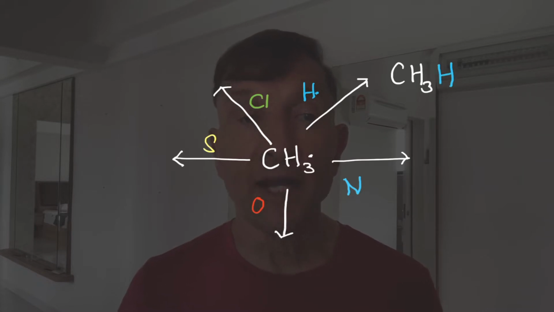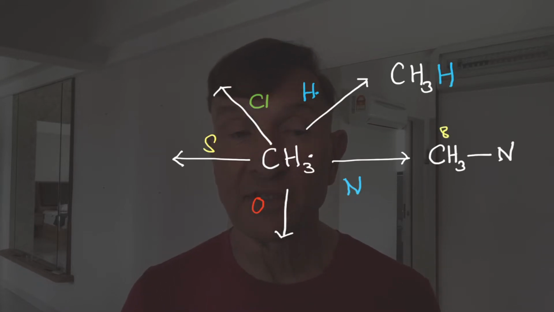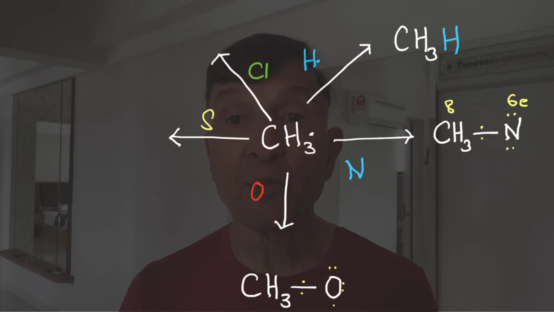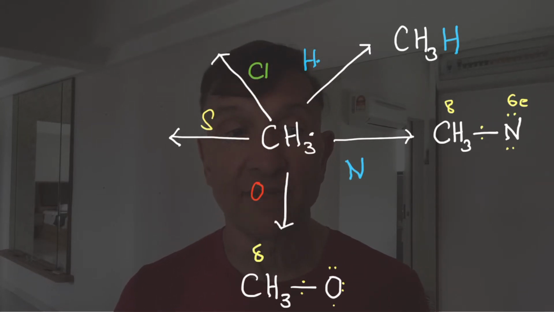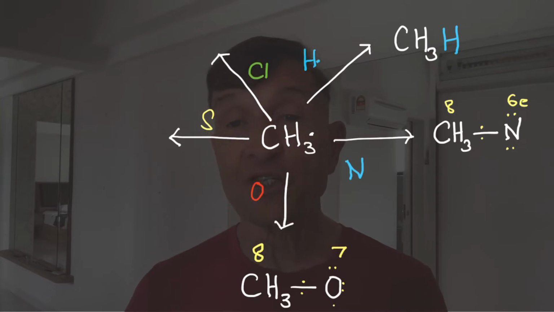If we try to combine our methyl group with nitrogen, 1-to-1 ratio, that's not cool because the nitrogen only has 5 electrons. By sharing 1 electron with our methyl group, forming a single bond, it has 6. It's not happy. How about combining our methyl group with oxygen? Not cool either, because oxygen has 6 electrons. By sharing 1 electron with our methyl group in a single bond, it has 7. It's not happy either.